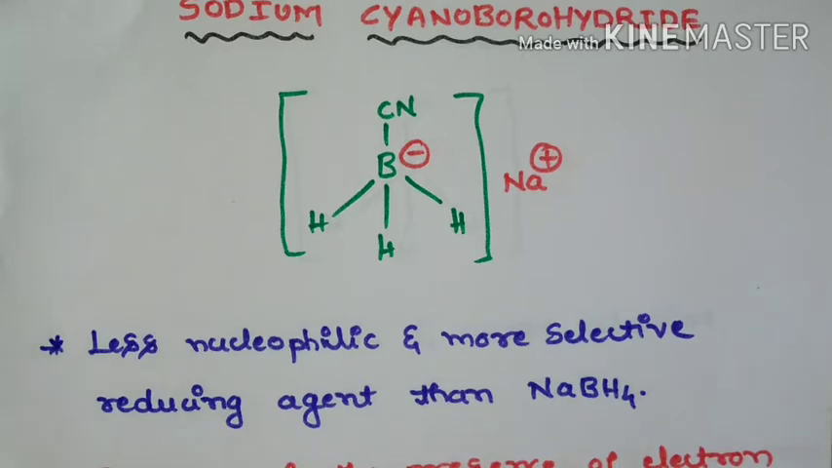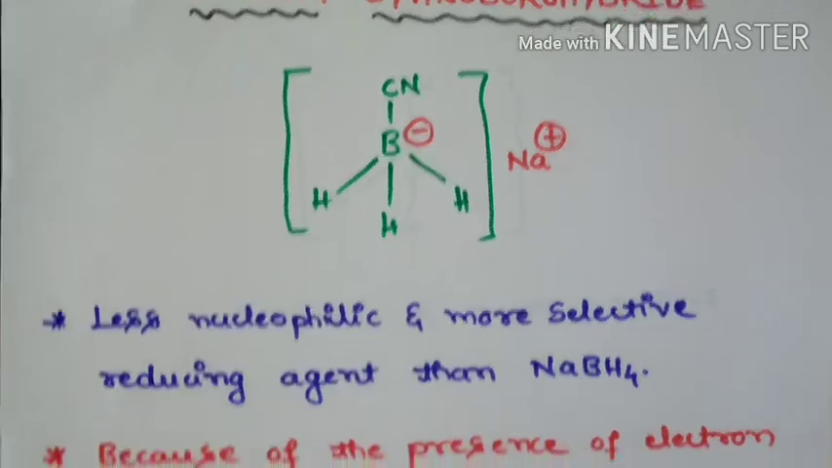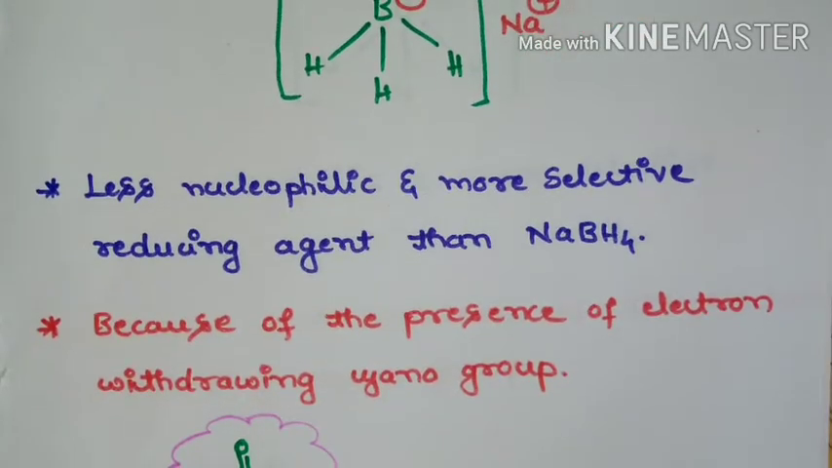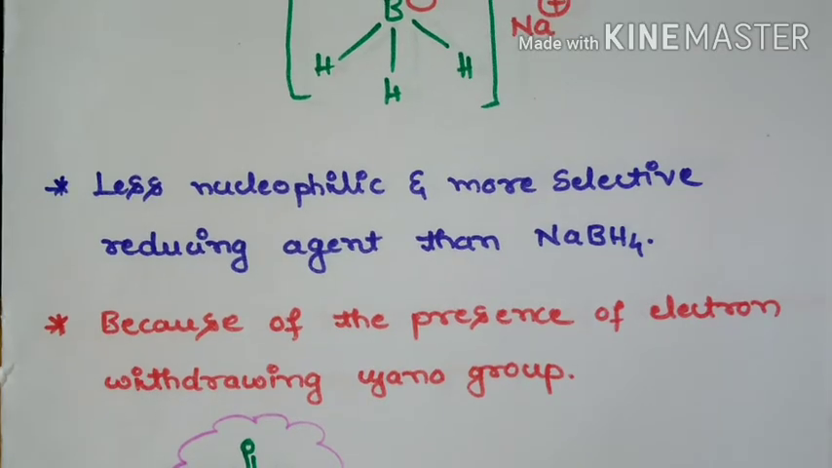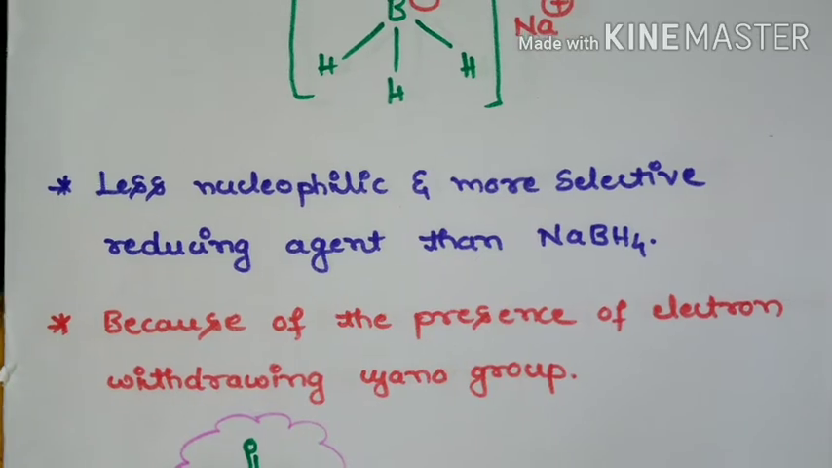It is less nucleophilic and more selective than sodium borohydride because of the presence of an electron withdrawing cyano group. Due to the replacement of one hydride by the cyano group, which is an electron withdrawing group, sodium cyanoborohydride becomes a less nucleophilic and more selective reducing agent than sodium borohydride.